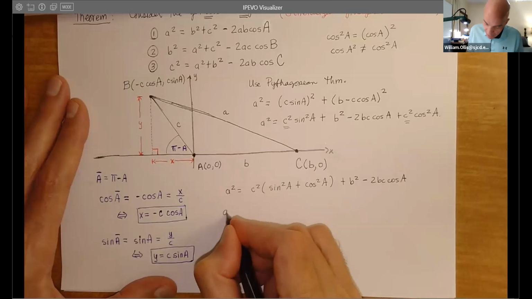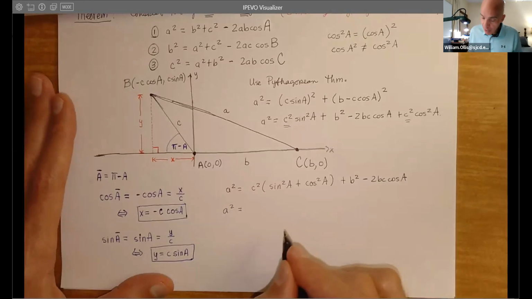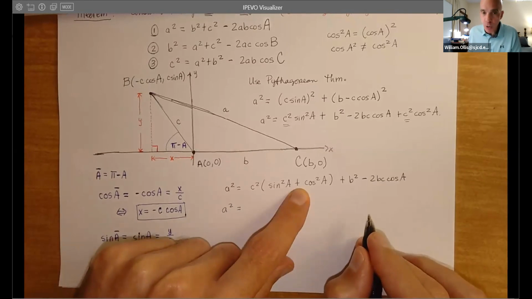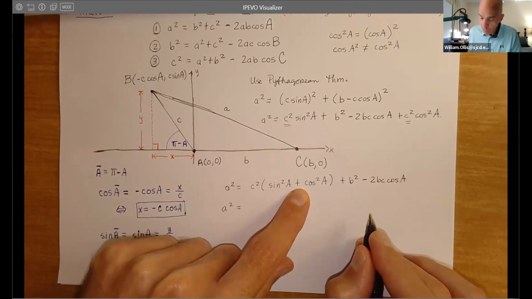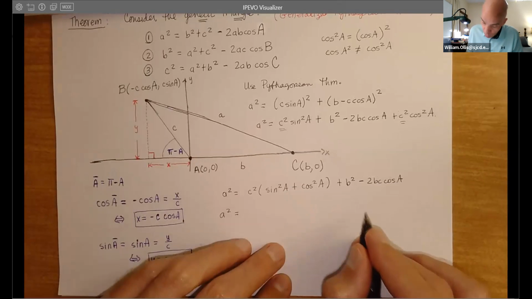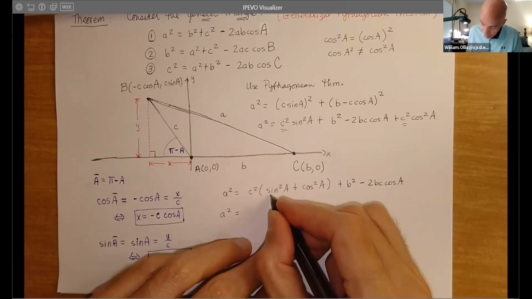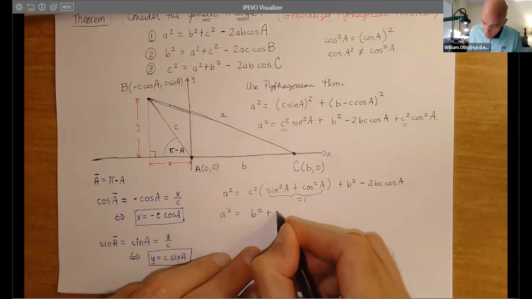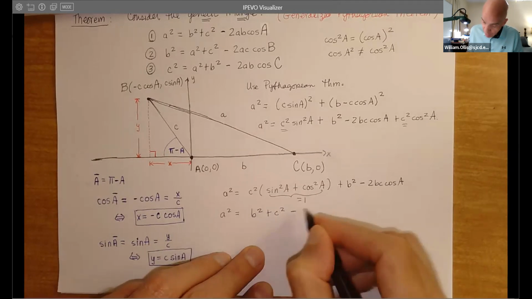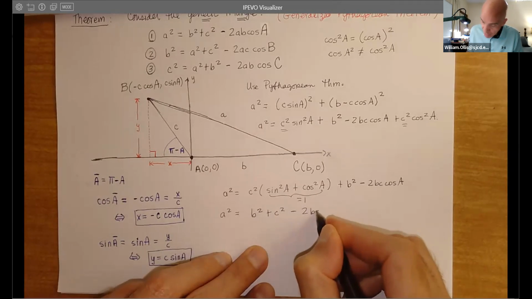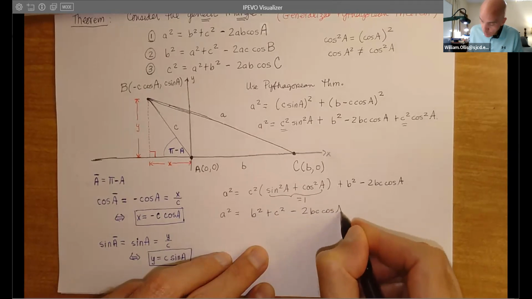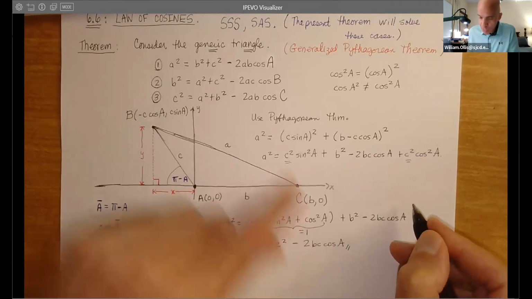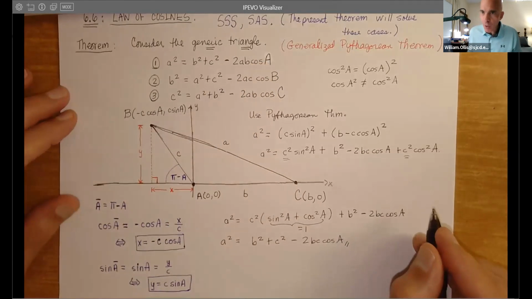So now we have a squared. Well, if we want to put things in alphabetical order, notice the sine squared plus the cosine squared is just a fundamental identity. This equals 1. So if we write things like we have here, we get b squared plus c squared minus the product term, 2bc cosine A. So if you write something incorrectly, you see that the math corrects you.